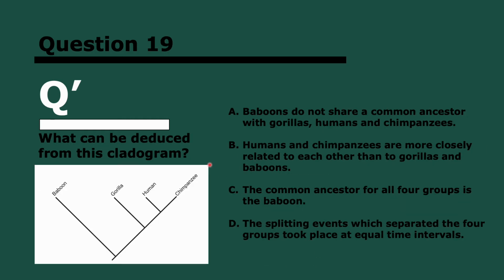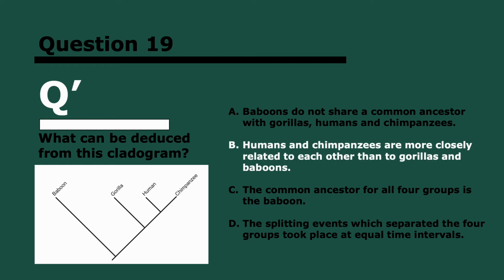Okay, question 19. What can be deduced from this cladogram? Again, I think quite straightforward. 3, 2, and 1. So humans and chimpanzees are more closely related to each other than to gorillas and baboons. You can see that, right? They're here, whereas gorillas are further away and baboons even more so. Why are the others false? So baboons do not share a common ancestor with the gorillas. That's false. It's here, right?